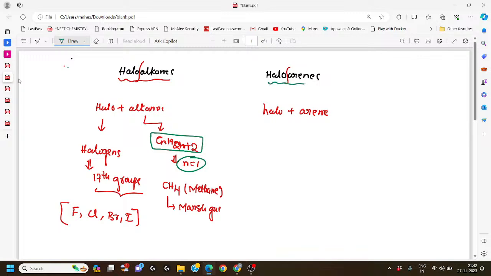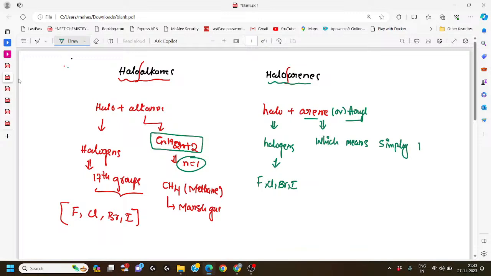Now let us try to understand what haloarenes means. In the previous one, halo means halogens, which are 17th group elements: fluorine, chlorine, bromine, and iodine. Here the arene, which means arene or aryl, simply indicates benzene.